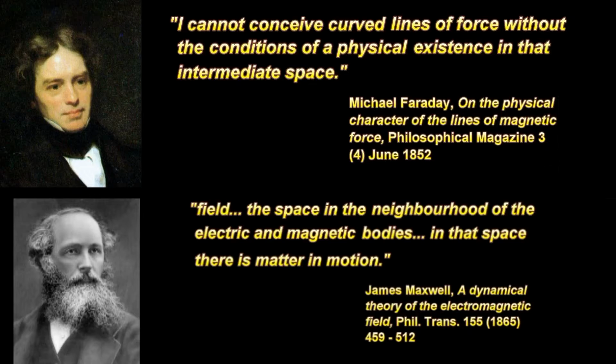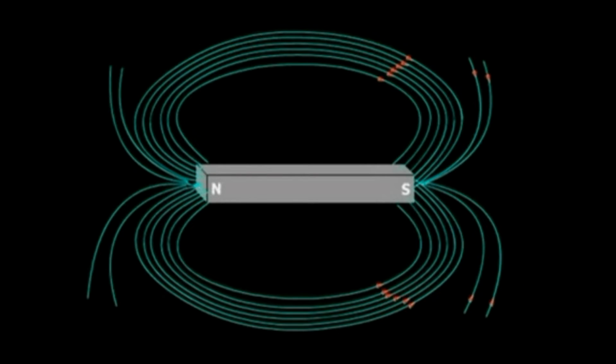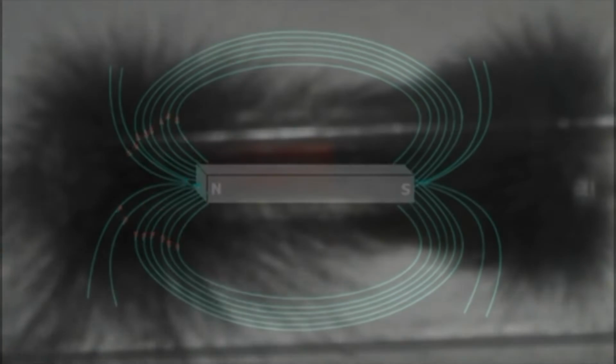Michael Faraday proposed that the lines of force that constitute a magnetic field are real, and James Maxwell said that there is matter in motion in that space. Indeed, a magnetic field is definitely comprised of moving matter of an exotic nature. This becomes evident when you realize that a magnetic field has the ability to pull one iron filing at a time when underwater.